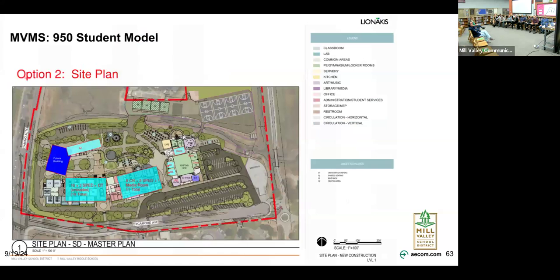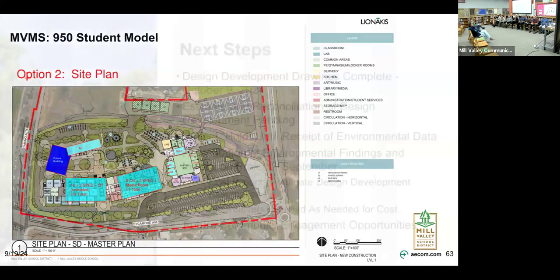So with that, you can see the reduced footprint of the buildings, the arts classroom at the north, and the dark blue is a footprint we've identified for future construction should it be needed either for capacity expansion or for alternative amenities and supporting facilities.